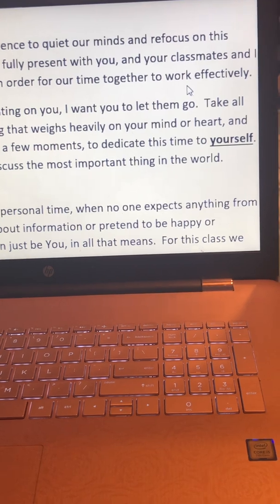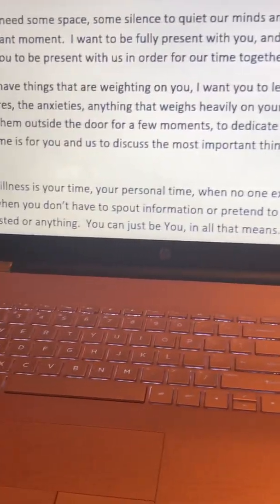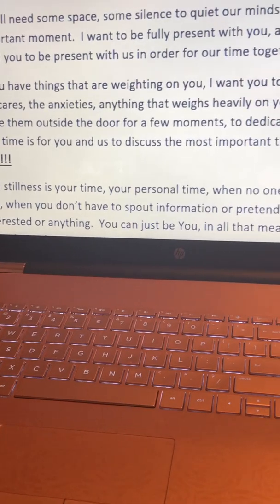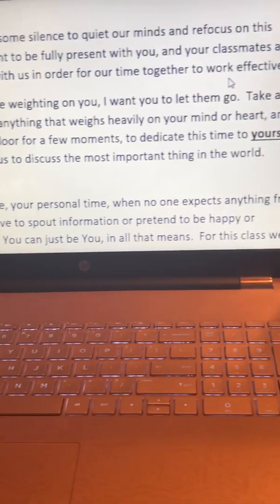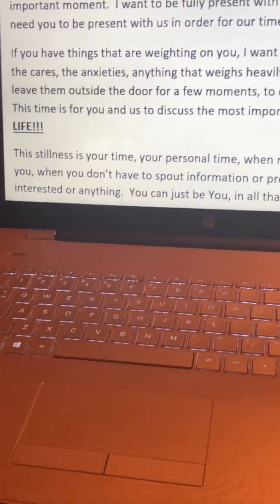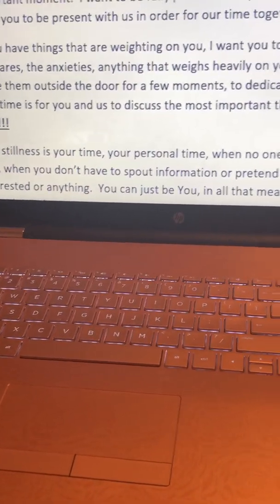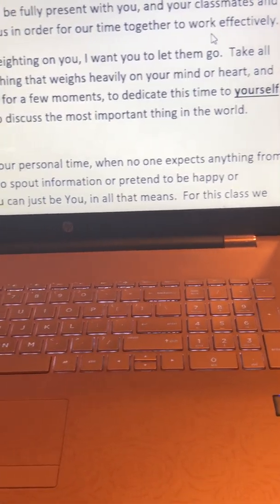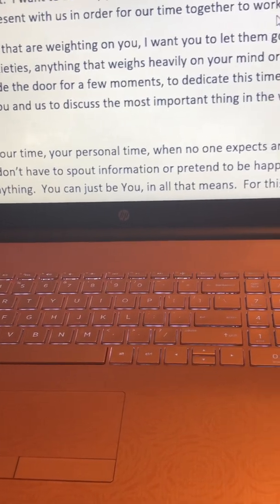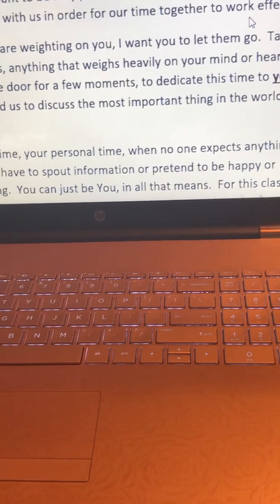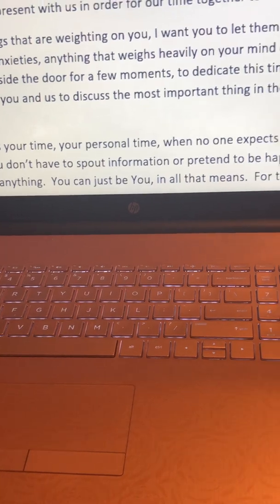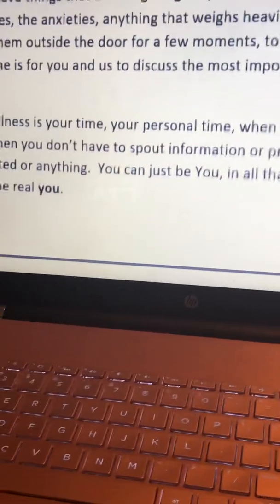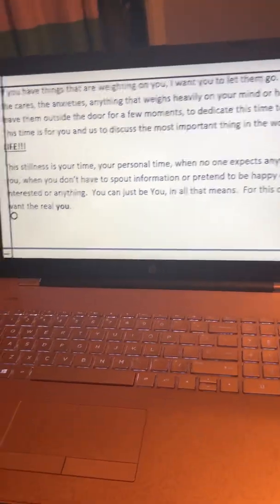This time is your time dedicated to yourself. This time is for you and to discuss the most important thing in the world, and that's life. This stillness is your time, your personal time, where no one expects anything from you. You don't have to spout any information, pretend to be happy, or anything. You can just be you and all that means. For this class, we want the real you.